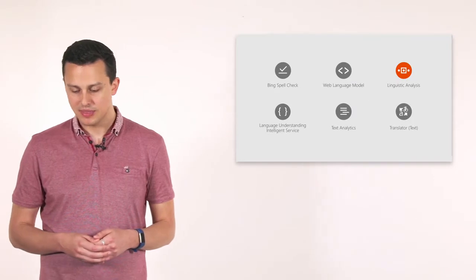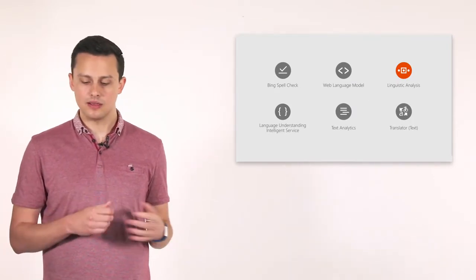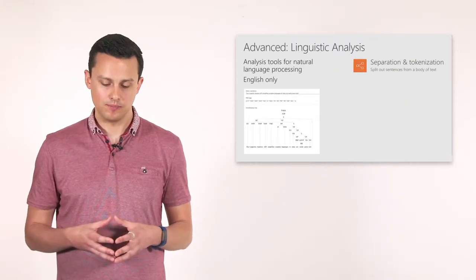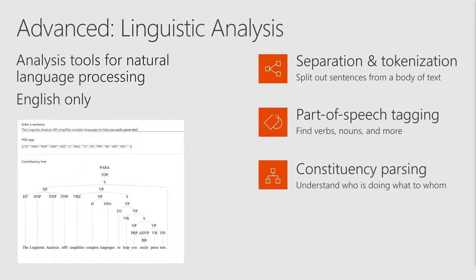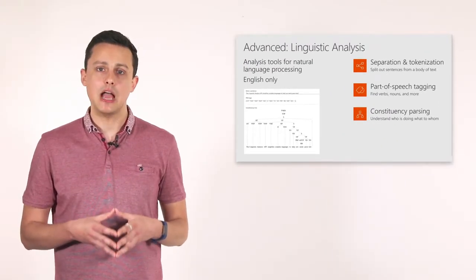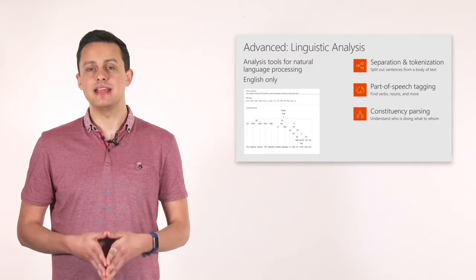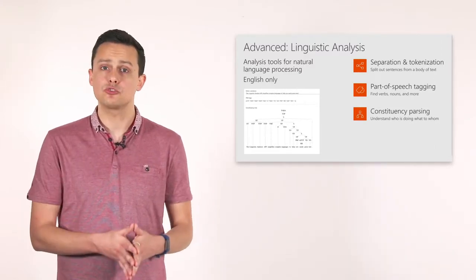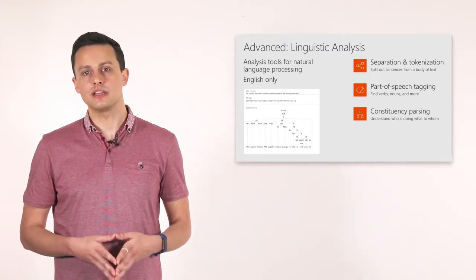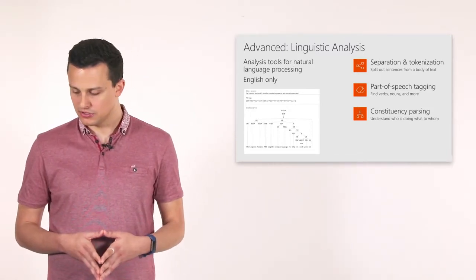The other advanced service is linguistic analysis, and this, like the web language model, is only available in English as well. It allows us to take a body of text, a paragraph or more, split it out, tokenize it, and then identify the individual parts of speech. And as you can see from this diagram, it helps you identify how the sentences are structured and the purposes of each word. This is an incredibly powerful tool. However, the obligation is on your application to then process this result and understand what it means from a natural language perspective. So while it's a powerful tool, you shouldn't be underestimating the work that's required to actually act on the data that it returns.